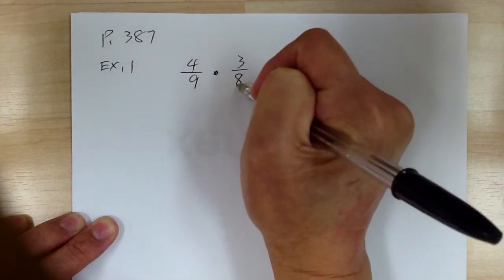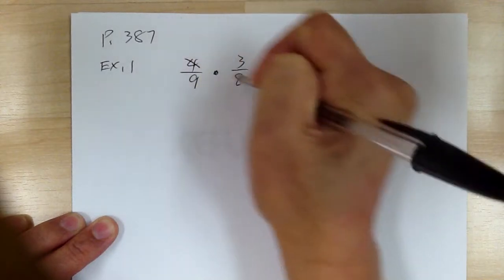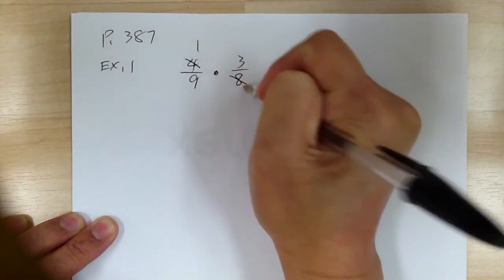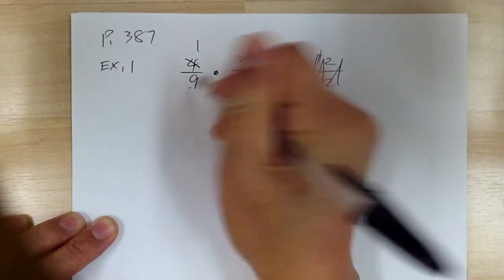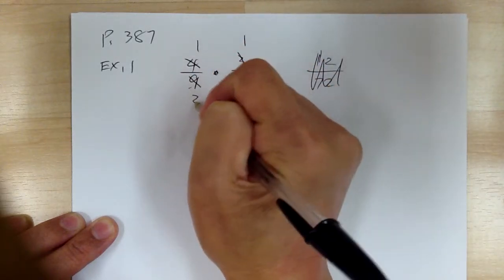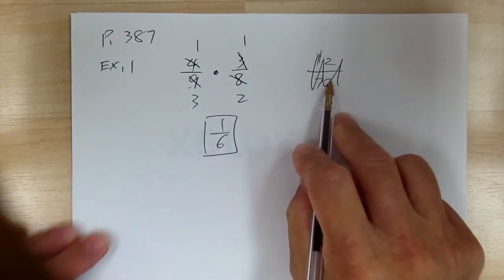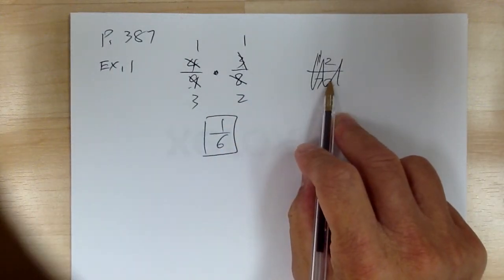Instead, just go and reduce. So 4 and 8: you can reduce the top against the bottom. Divide by 4, you get 1. Divide by 4, you get 2. 3 and 9 can divide by 3. Divide by 3, you get 1. Divide by 3, you get 3. So the answer is 1 over 6, and that's it. So don't make a number big and try to reduce after that.